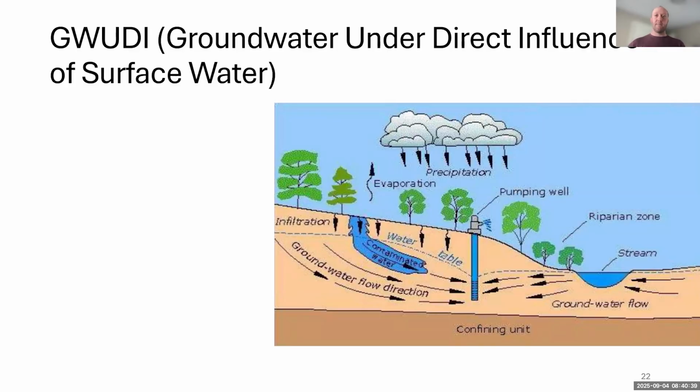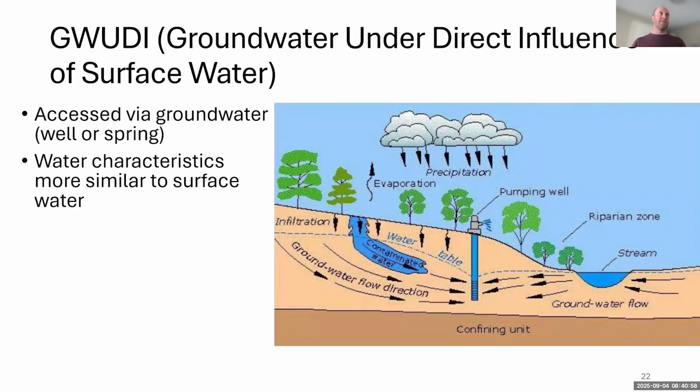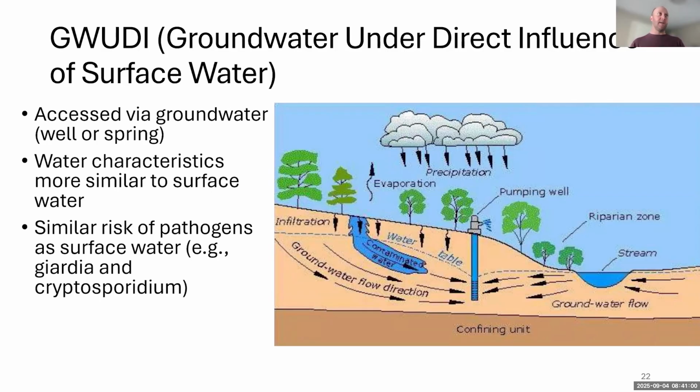And so sometimes you'll see wells close to streams and they'll be regulated more strictly, and you'll have to go through all the treatment methods for surface water because it was determined by the primacy agency that that well is actually sucking up surface water to an extent. Okay, and like I said, it's accessed via groundwater, but it's actually the surface water that you're sucking up. There's more risk of pathogens than there would be in groundwater because it is that surface water. And so you have to have more treatment.